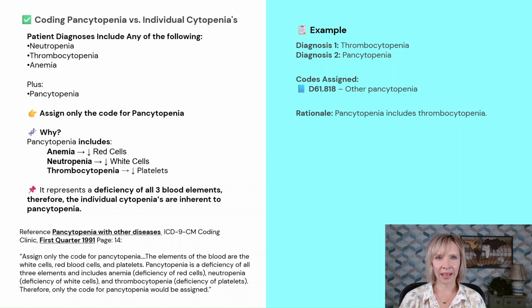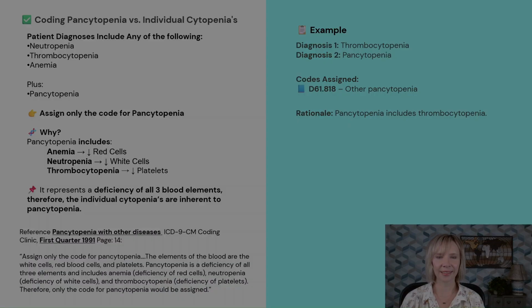Let's look at an example. If a patient is diagnosed with both thrombocytopenia and pancytopenia, we only assign the code for pancytopenia. That's because thrombocytopenia is a part of the pancytopenia diagnosis.